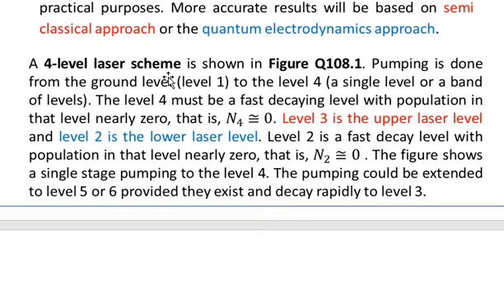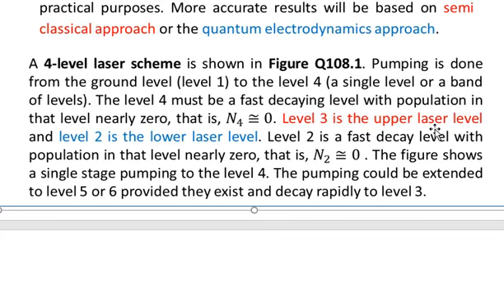A four-level laser scheme is shown in figure 108.1. The pumping is done from the ground level, that is level number 1, to level number 4, a single level or a band of levels. That is, level 4 could be a single level or could be a band of levels. Level 4 must be a fast decaying level with the population in that level nearly zero. That is, the population of N4 can be approximated to be zero.